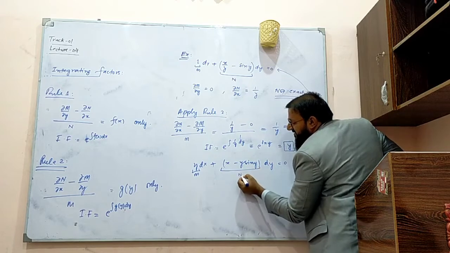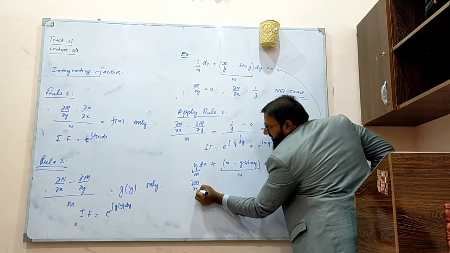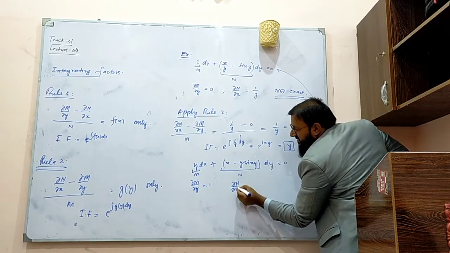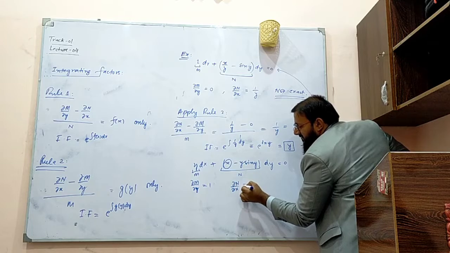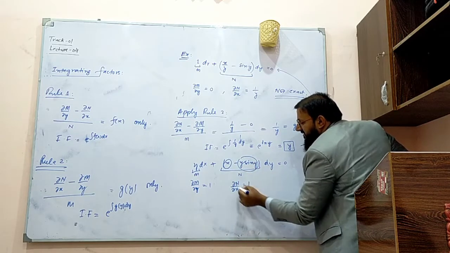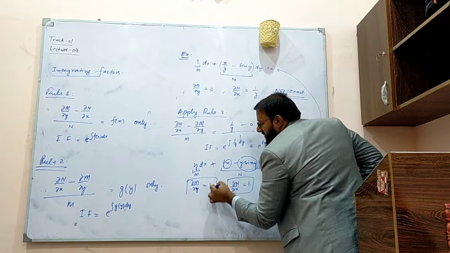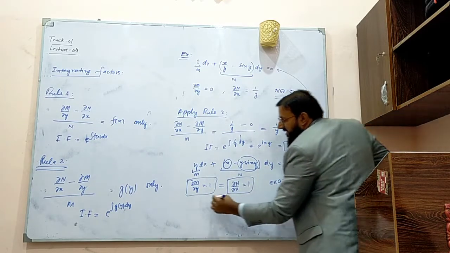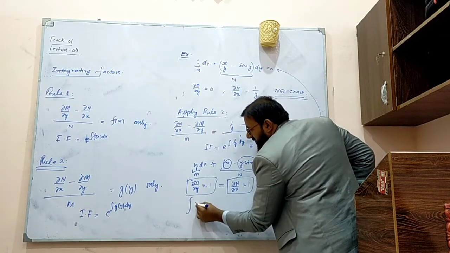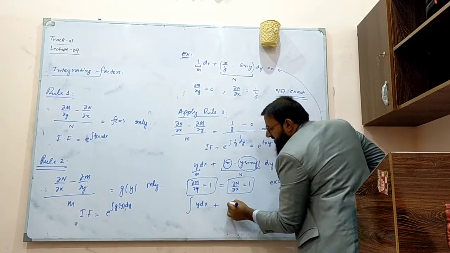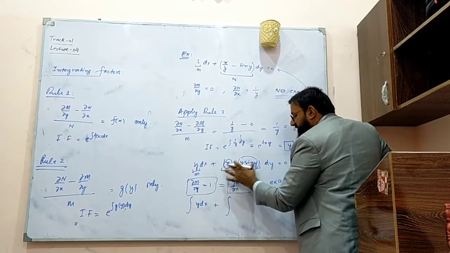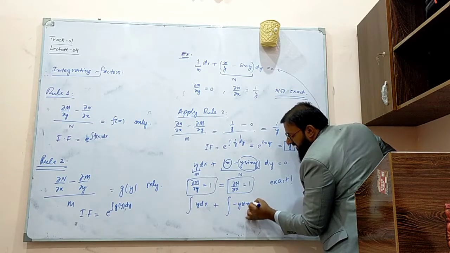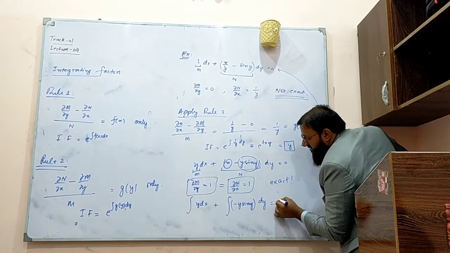Now your new m is this, your new n is this. Your partial m by partial y is 1, and partial n by partial x, you can see the derivative of x is 1, and there is no x here, so this derivative is 0. You can see both are equal, so the equation is exact and it can easily be solved by integrating y dx, then writing those terms free from x: minus y sin y dy equals constant.